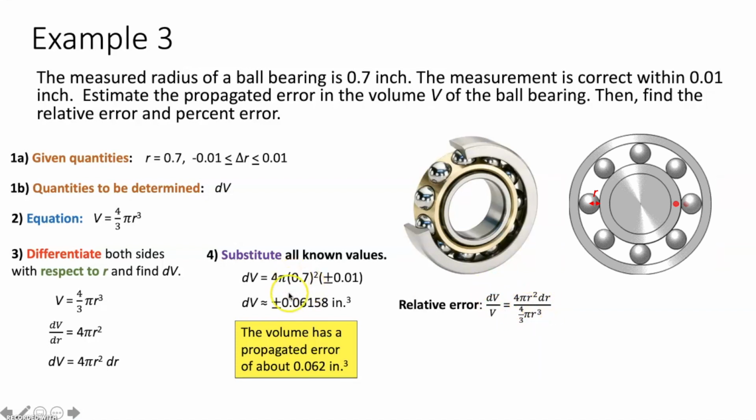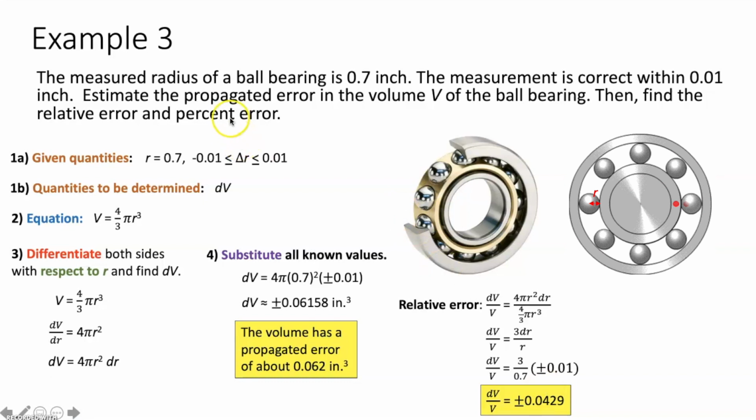Now, why don't I just plug in this stuff over here? Because, look, the pi's cancel each other out. This r squared cancels out with 2 of the r's in my denominator. And then I can simplify this 4 divided by 4/3 to 3 dr over r. Look at that. That's way easier to simplify. Now all I have to do is plug in my radius, which I know is 0.7. I can plug in my dr, which I know is delta r, which is plus or minus 0.01. And if I plug that in my calculator, I get that dV over V, my relative error, is plus or minus 0.0429. Now again, we are not done.